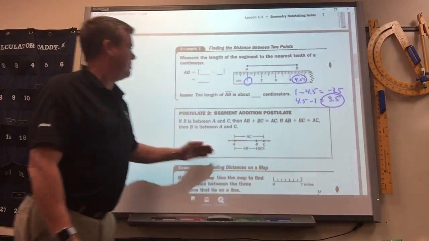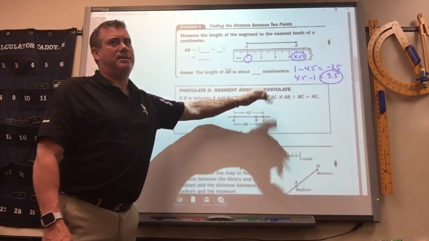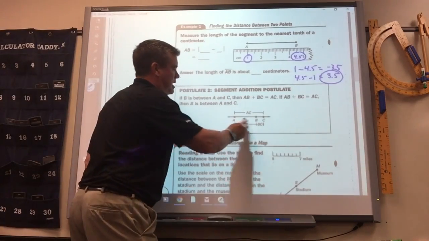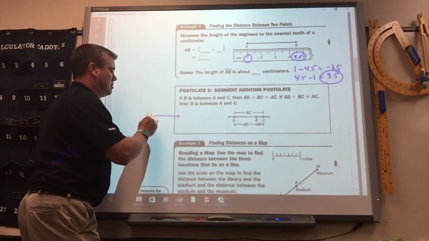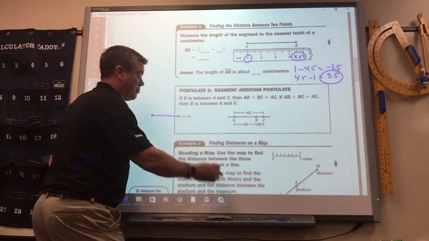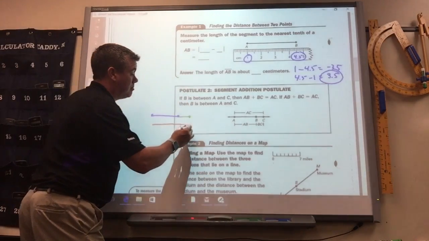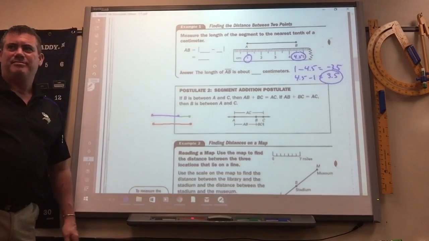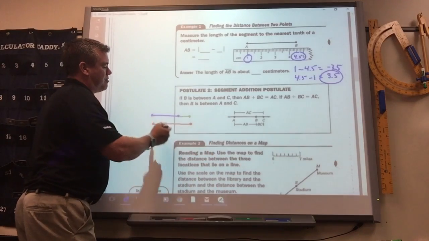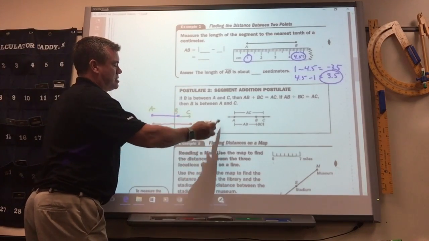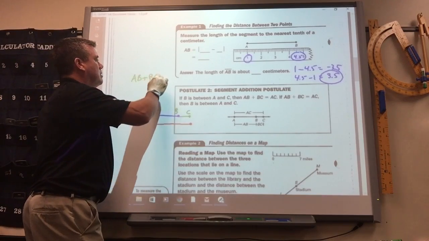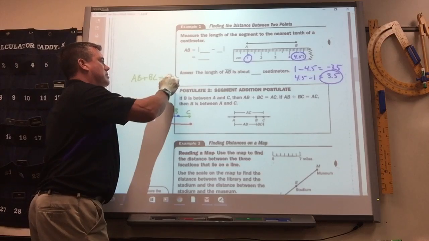Now this one, segment addition postulate. Again, this is a common sense thing, that's why it's a postulate. All this says is if you take one segment and add another segment to it, you're going to have a longer segment. So the way they have this is A, B, and C. So they say if you take AB and add BC to it, you have a segment that is the length of AC.